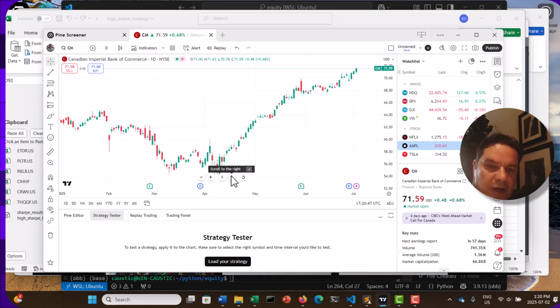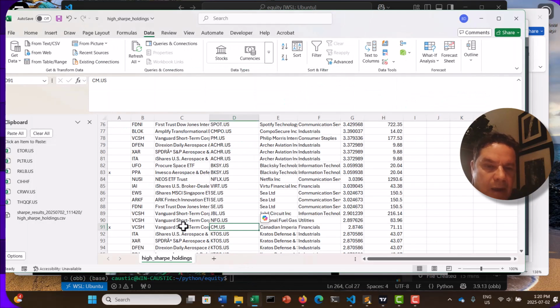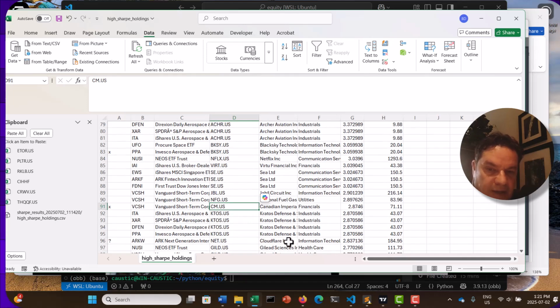It's gone from $52 back in late April. Now it's gone up 50%. Pretty strong. So CIBC is a good one to have. All right. Let's see here. That's a conservative bank as well.